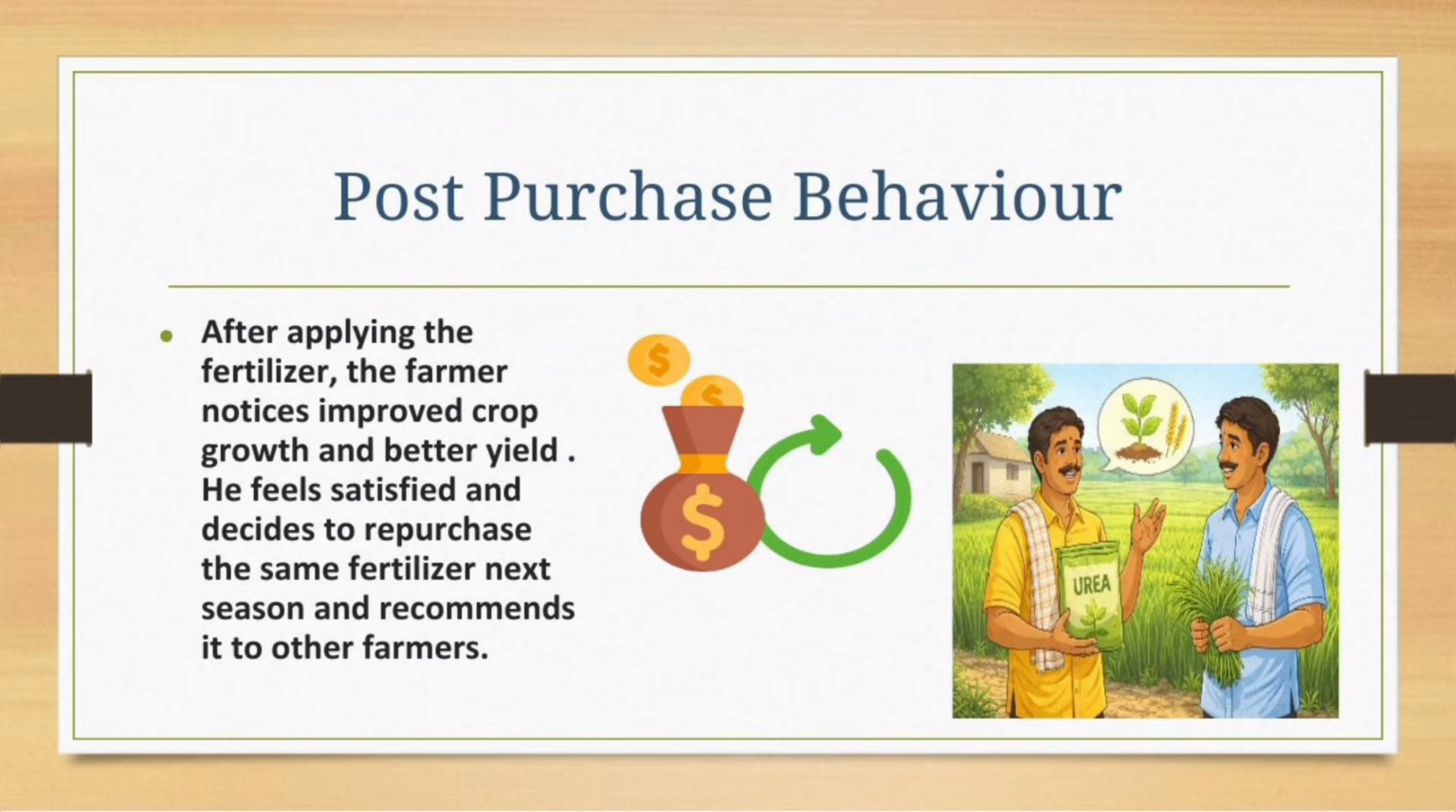After purchasing the fertilizer, the farmer uses it on the crop. If the crop growth improves and the yield increases, he will be satisfied with this decision. He will continue to buy the same fertilizer in the future and recommend it to other farmers. However, if the results are not satisfactory, he may stop using it and look for another alternative next time. This stage is known as the post purchase behavior stage.